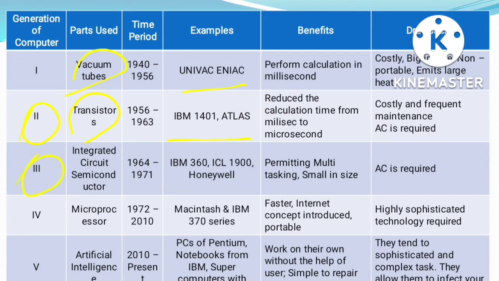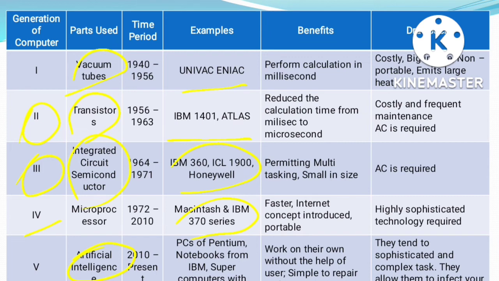Third generation computer. What is the part used? Integrated circuit or semiconductor chip. And what are the examples? IBM 360, ICL 1900, Honeywell. So these are the examples of third generation. Then fourth generation, microprocessor is used, and Macintosh and IBM 370 are the examples of fourth generation computer.